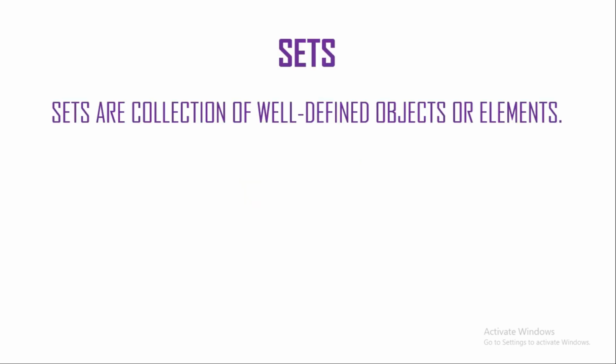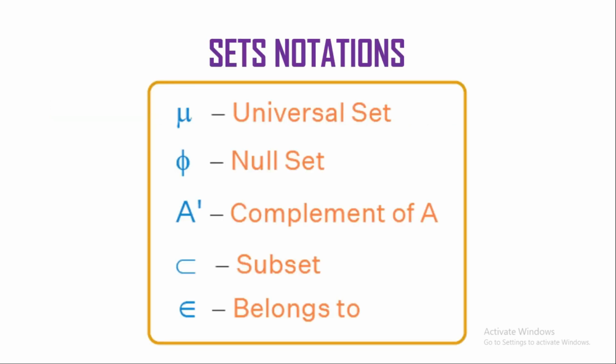Sets are collections of well-defined objects or elements. That means a bunch of keys, that's a set. A group of individuals, that's a set. Now let's understand set notations. And I believe you guys already know this. This shouldn't be a problem for you guys, but I'm just going to go over it in case.